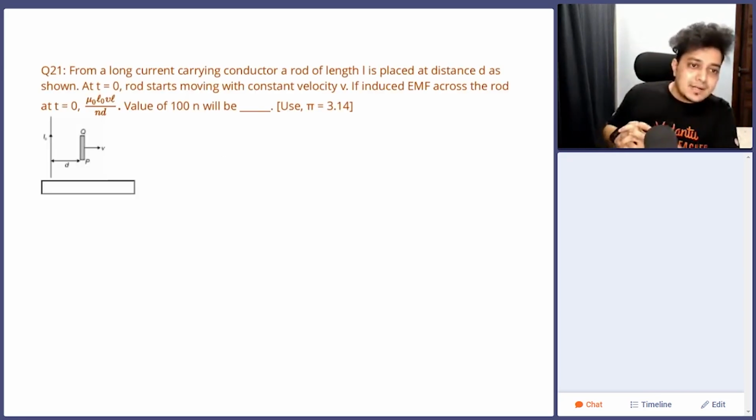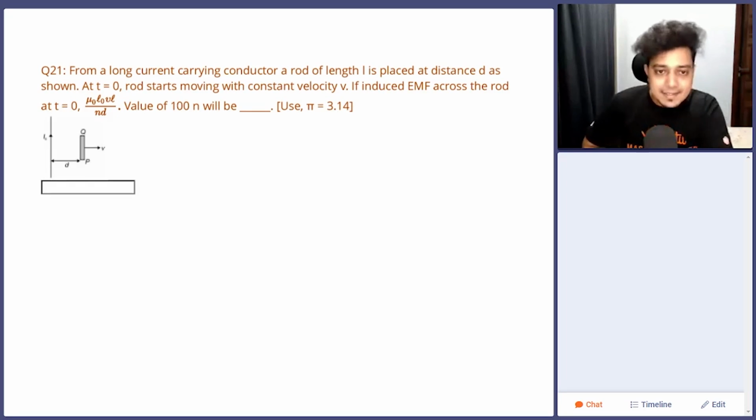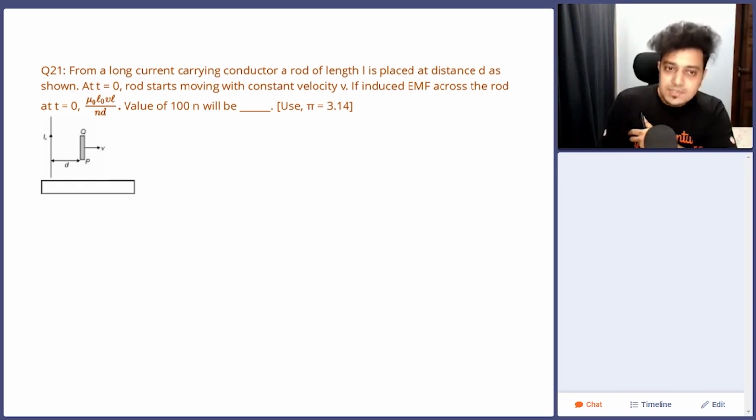From a long current carrying conductor, a rod of length L is placed at a distance D as shown in the figure. At t equal to 0, the rod starts moving with a constant velocity v.